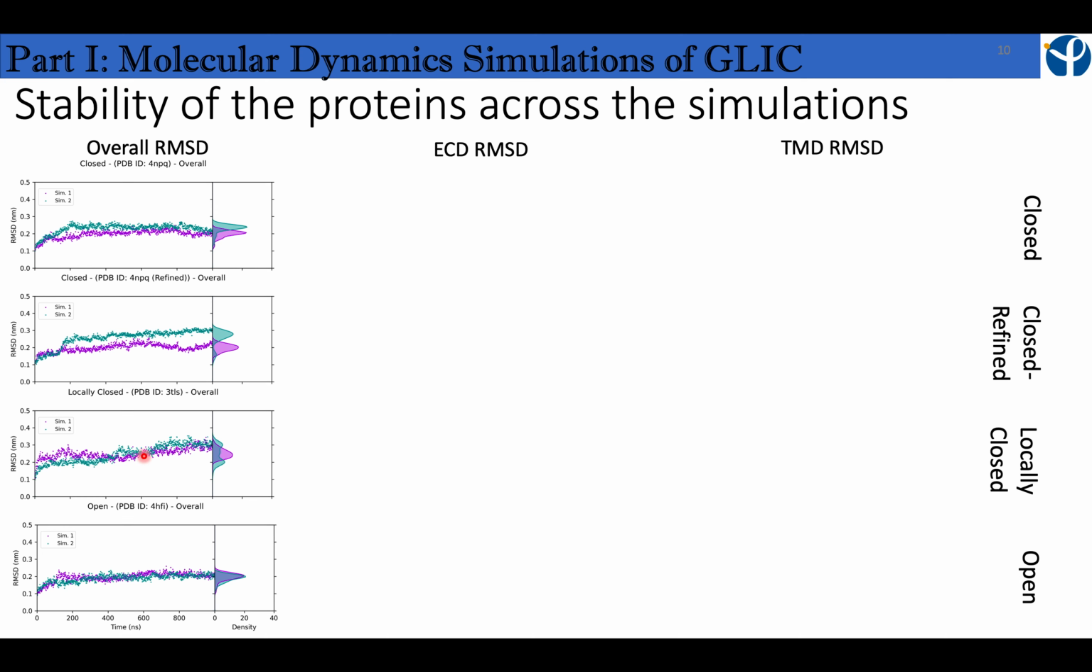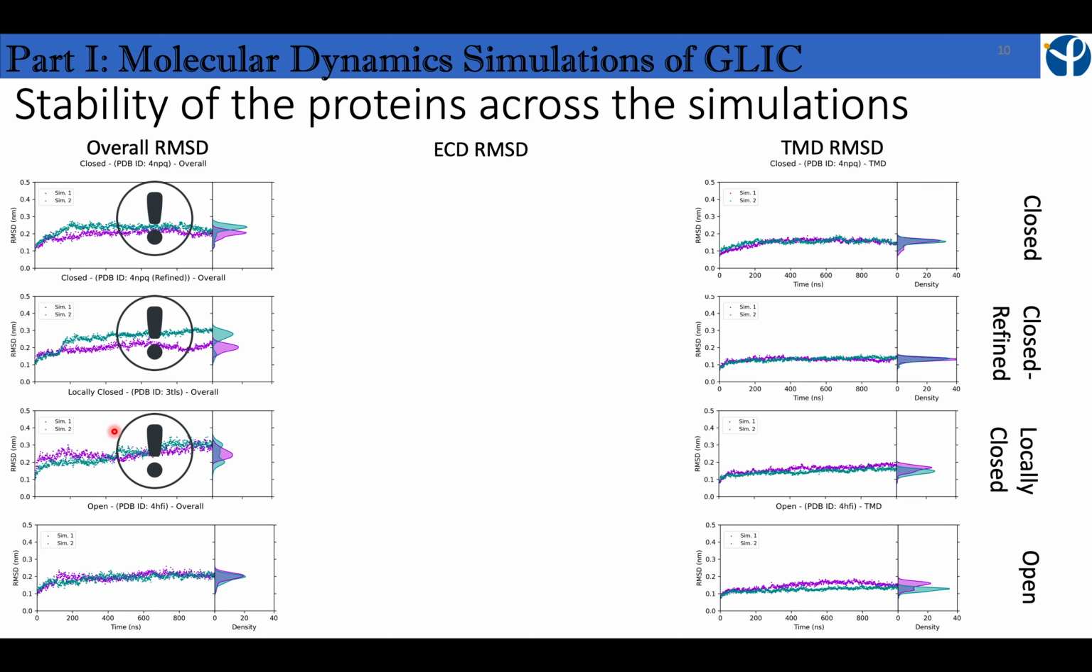and similarly, the locally closed state also shows a conformational change at this stage, approximately after half of the simulation, after 400 nanoseconds. But the question is, in which part of the protein does this conformational change occur? So for that, we plot RMSD for just ECD, and as you can see, yes, the closed, locally closed, and refined structures are similar. We wanted to plot RMSD across ECD and TMD also.